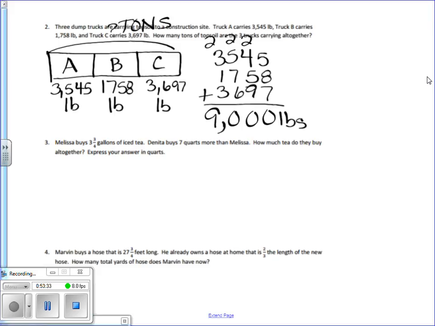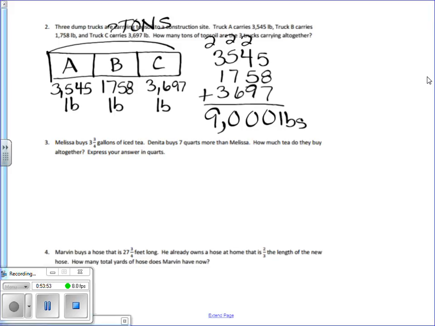They want to know how many tons. Now, do you know any information about pounds and tons? No. Yes. Isn't it like there are 2,000 pounds in a ton.